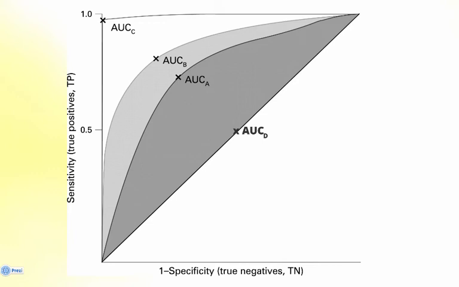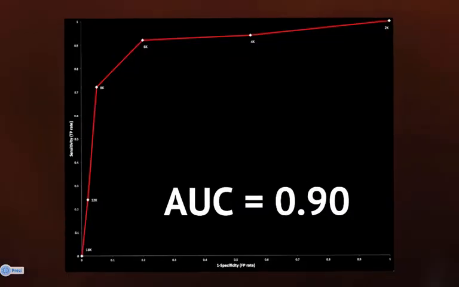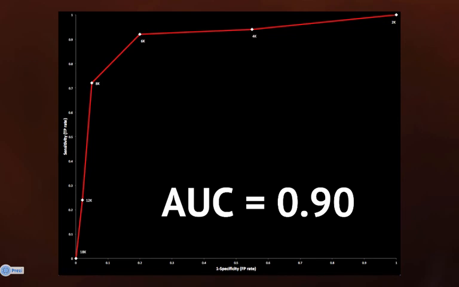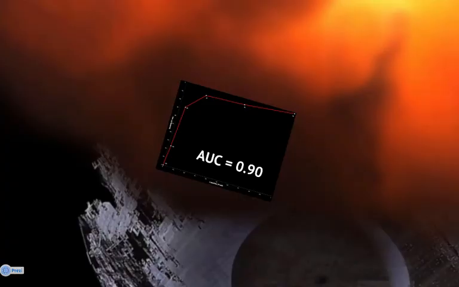Curves A and B represent two other possible curves in the middle. They are neither perfect nor imperfect. As you can see, the area under the curve for B is greater than the area under the curve for A, and hence B is a more accurate test than A. Going back to our curve, we see that it's not perfect, but it's fairly accurate, with an area under the curve of 0.90.